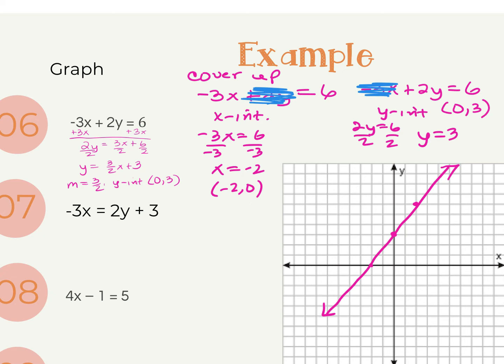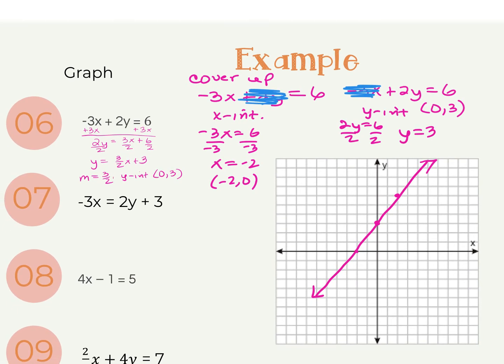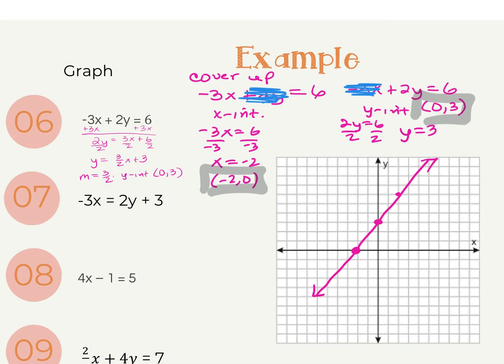And then what you can do is graph these 2 points and then connect them. And that's what I did here. Notice I got my y-intercept here, my x-intercept here, and then I could have connected them. So you can either choose to find intercepts and graph, or put it into y equals mx plus b and graph. Either way. Let's try the next one.